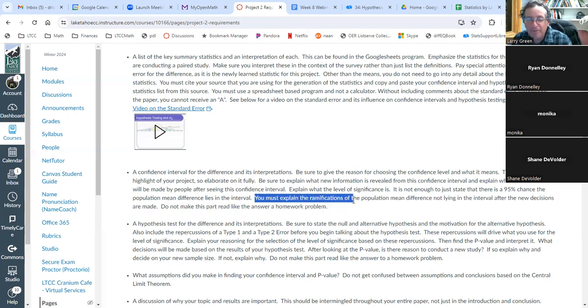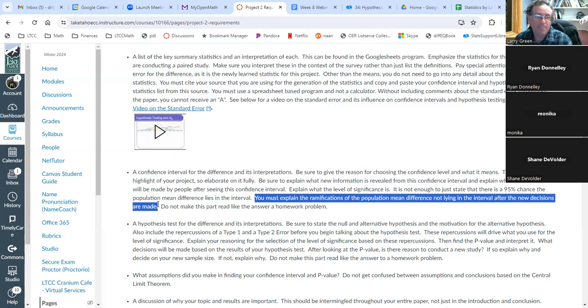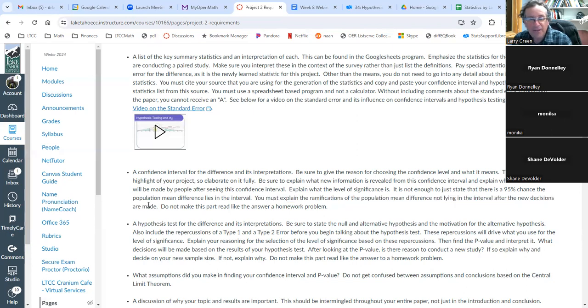Okay. Explain the ramifications of the population mean difference not lying in the interval after the new decisions are made. Okay, that's going to be important. And don't just use the template. The template is so you can write it on a test quickly with a sentence. But here I want you to fully explain with paragraphs. Got it? Any questions on the confidence interval? That's a main part of the paper.